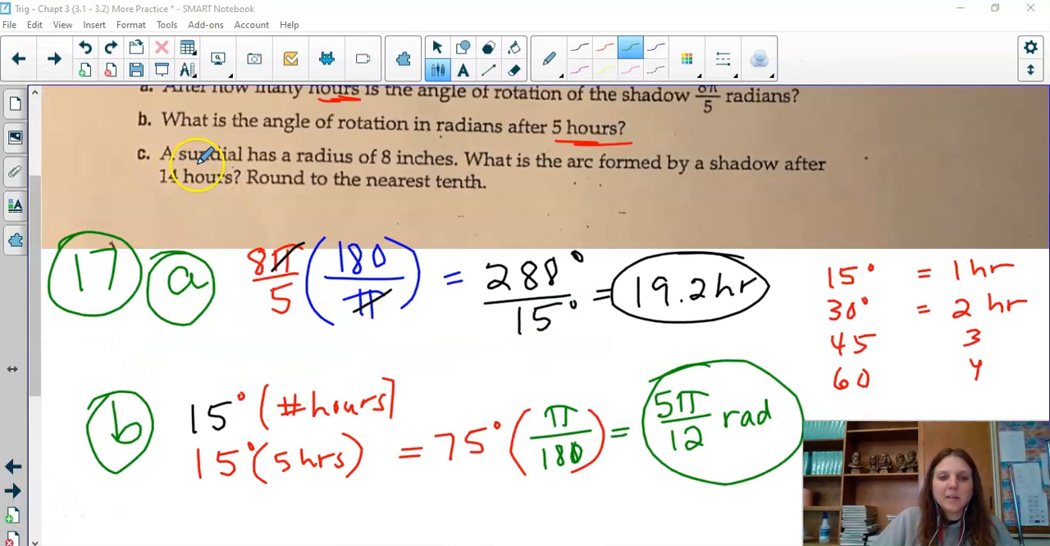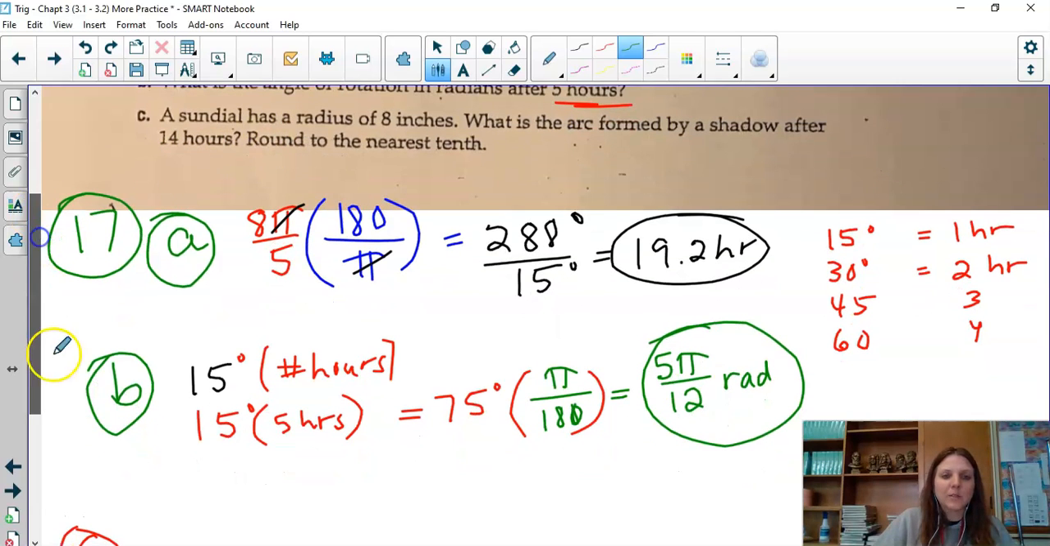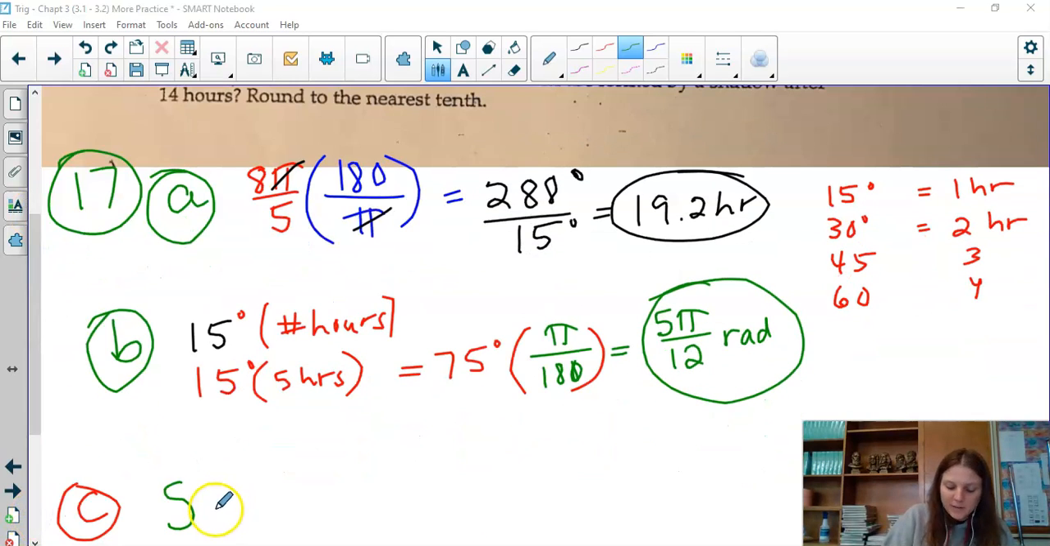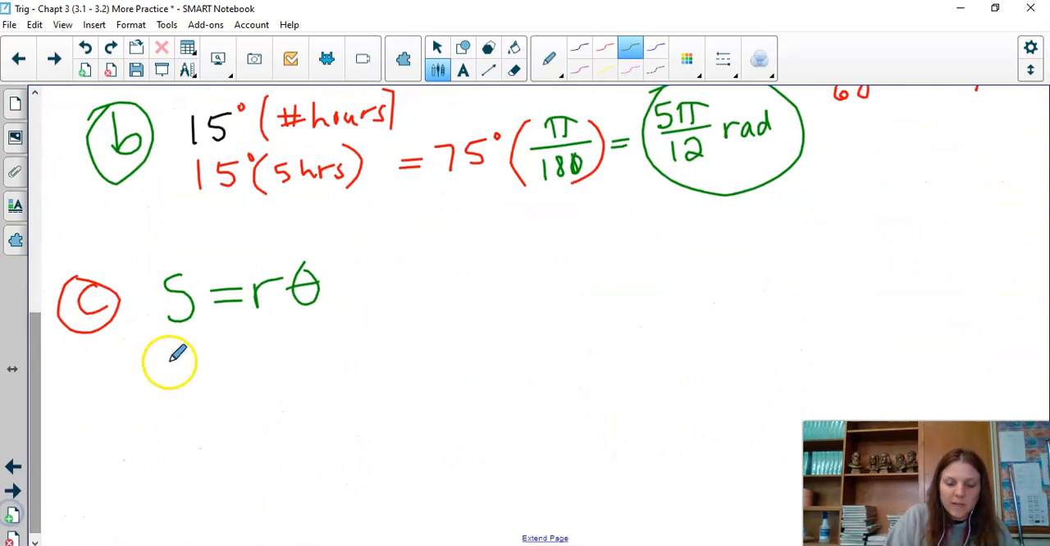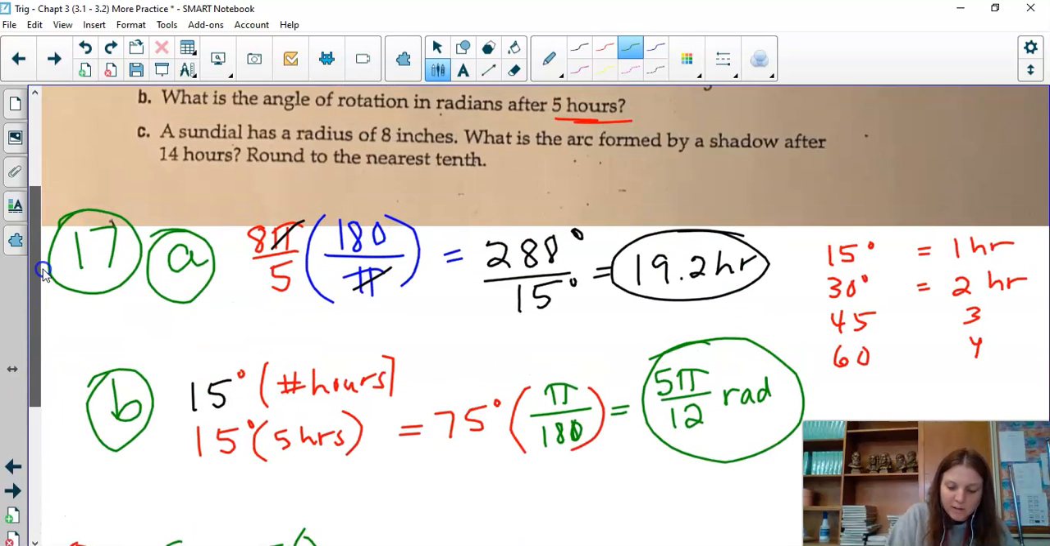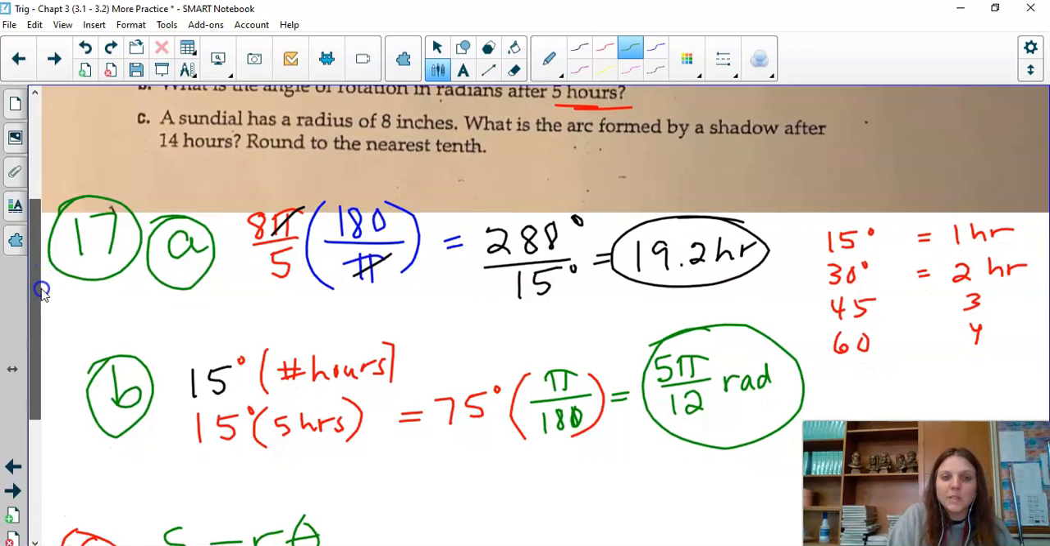Okay, question C. A sundial has a radius of 8 inches. What is the arc formed by a shadow after 14 hours? Round to the nearest tenth. So I've got S equals R theta. And you can see that the radius is 8, and we're looking for the S, which is the arc. Now, what we don't know is the theta, or we don't know it directly. What we do know is that there are 14 hours involved.